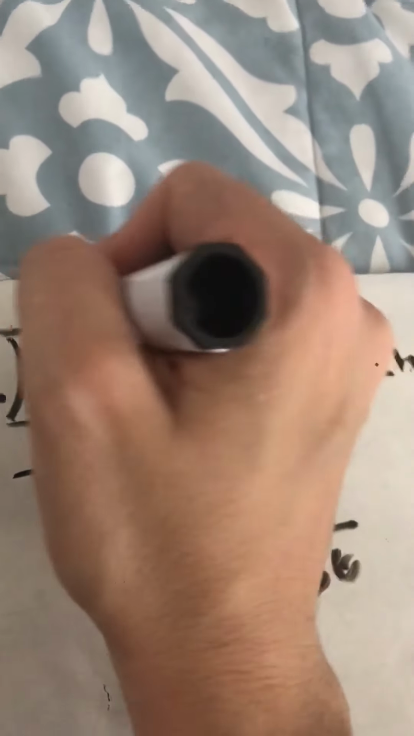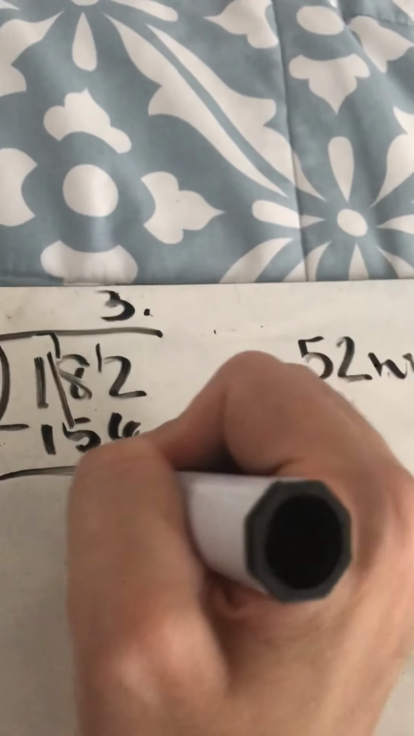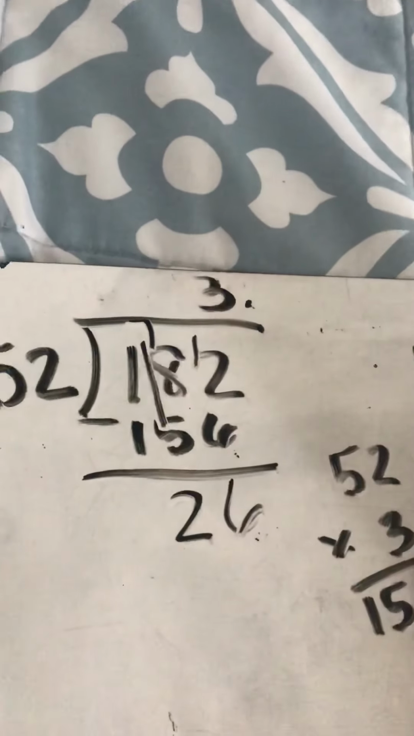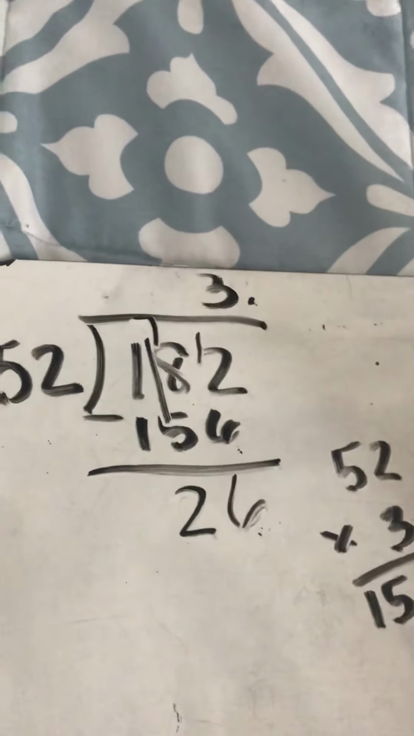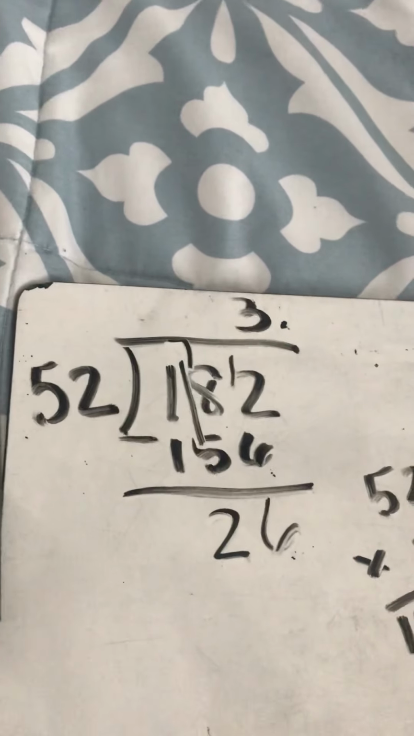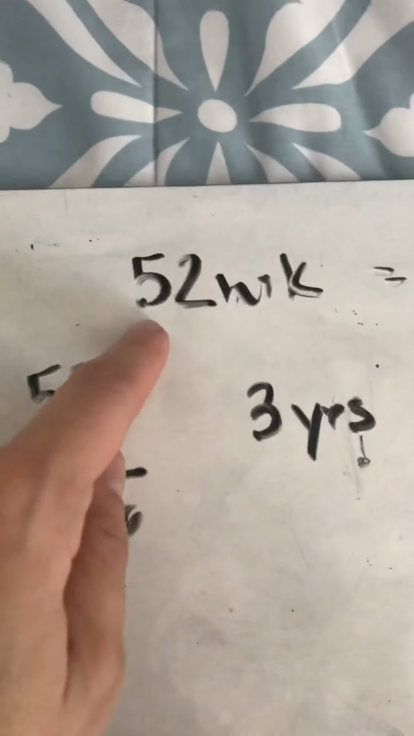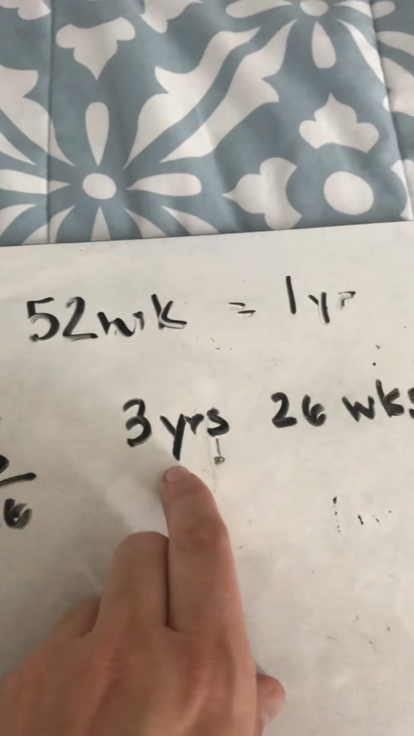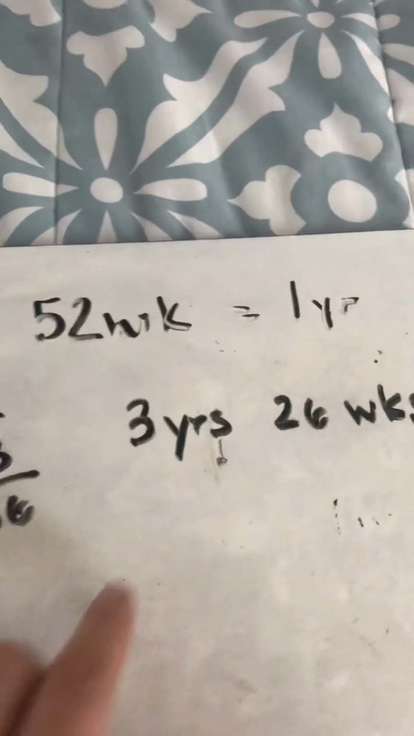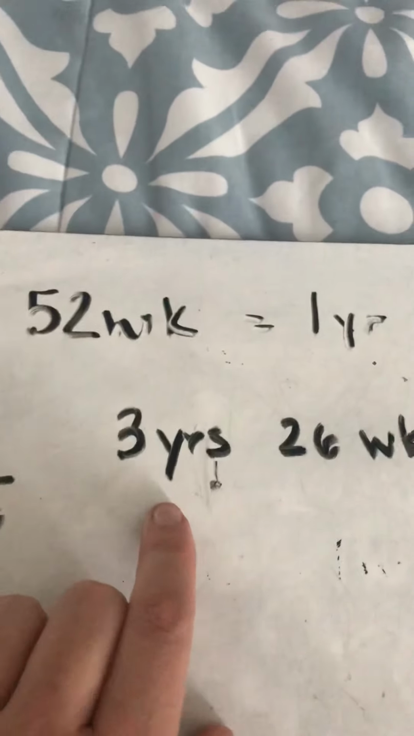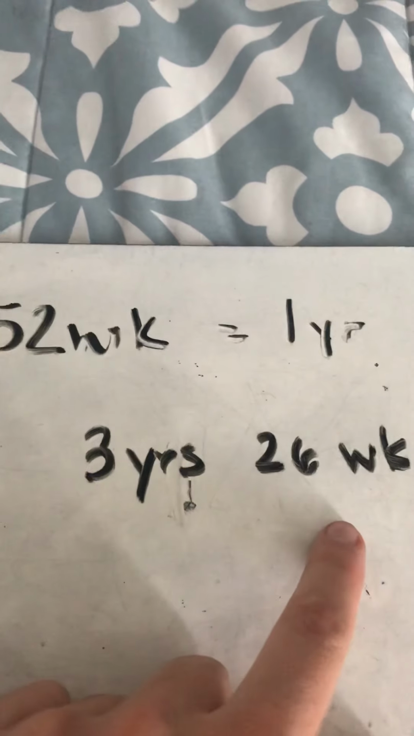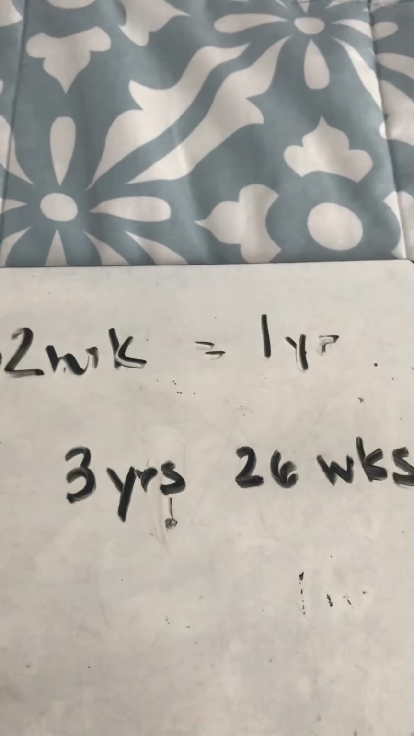So 2 minus 6 can't, make it a 12. 7 minus 5 is 2. 26. So it's 3 years and 26 weeks. Now, the book says it's 3.5 years, which is correct because isn't 26 half of 52? But even if you wrote it like this, 3 years and 26 weeks, that would still be correct. But I just want to explain to you why the book is saying 3.5. Because half of 52 is 26. 26 is half of the 1 year. So 3.5 years.